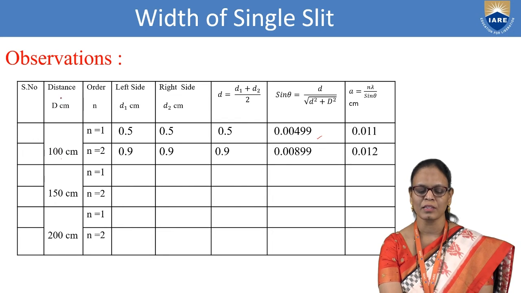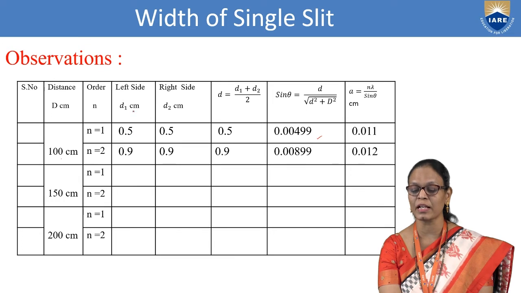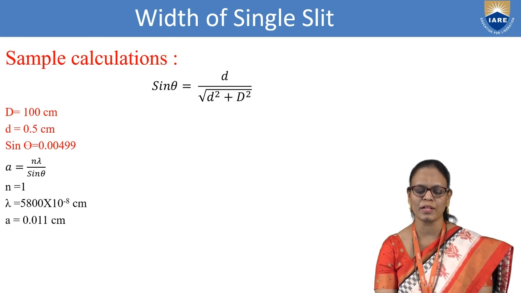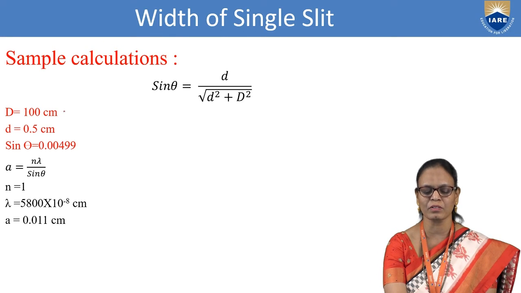We are doing everything in centimeter. The distance we have kept in centimeter. Here also, if we are measuring in millimeters, you need to convert it into centimeters and write. So all these distances are in centimeters, and we also get the slit width in centimeter. So let us see one sample calculation for D is equal to 100.